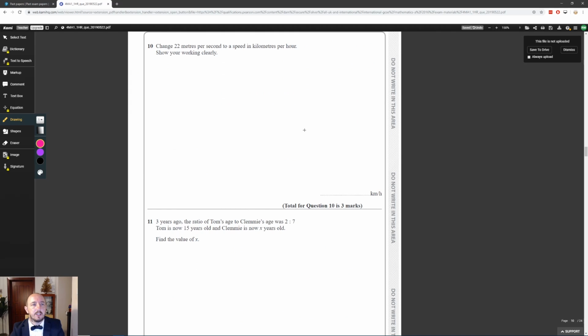Question 10, changing units, is something that the examiners have identified as a problem, and they're going to keep doing this until students get it right. So make sure you can do these. 22 meters into kilometers. So we have to divide by 1,000 to get it into kilometers. And then that's 22 over 1,000 kilometers per second.